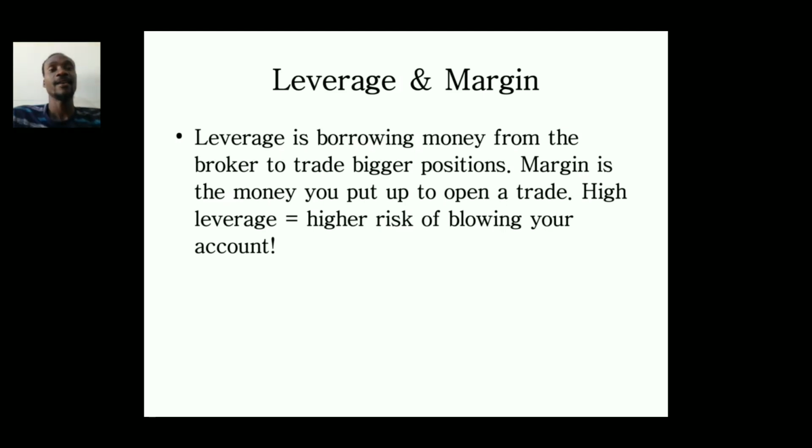And then we have leverage and margin. Now, leverage is borrowing money from the broker to trade bigger positions, whereas margin is the money you put up to open a trade. Leverage is just like the money your broker lends you, because from the onset, we normal individual traders cannot participate in the markets. But then our brokers came in as an intermediary. They were like, no, we should allow individual traders to trade too. They said, okay, we can lend you money.